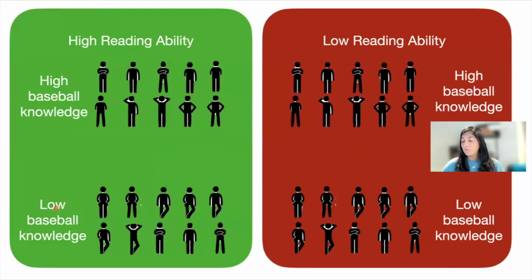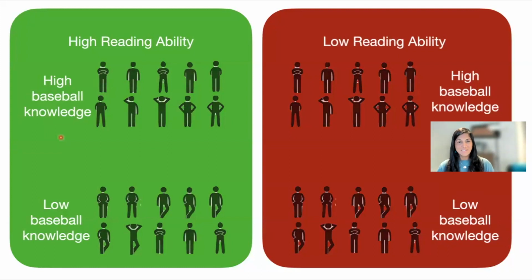I definitely would fall into that category when I was younger. Maybe not, I'm not sure. And then there's low reading ability and high baseball knowledge, and there's low reading ability, low baseball knowledge. So these were the four subgroups that were created out of the two initial groups.